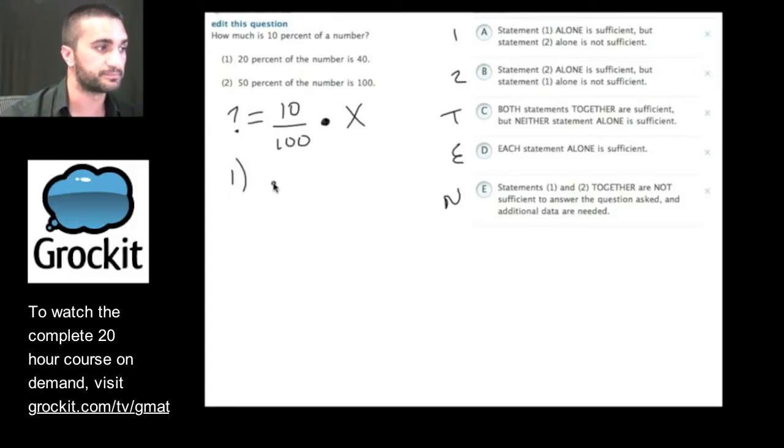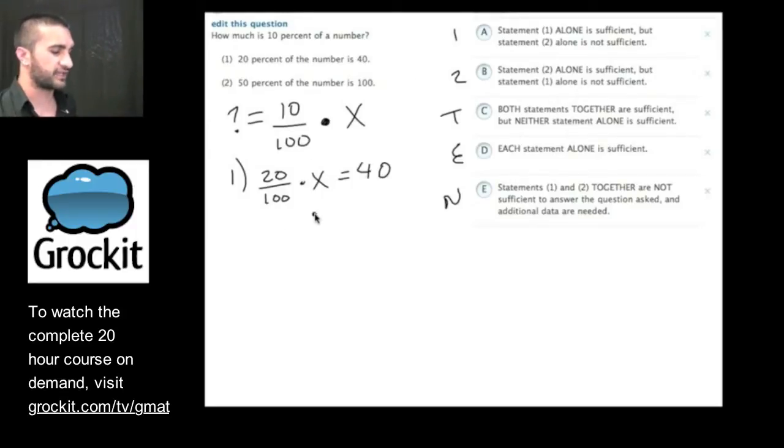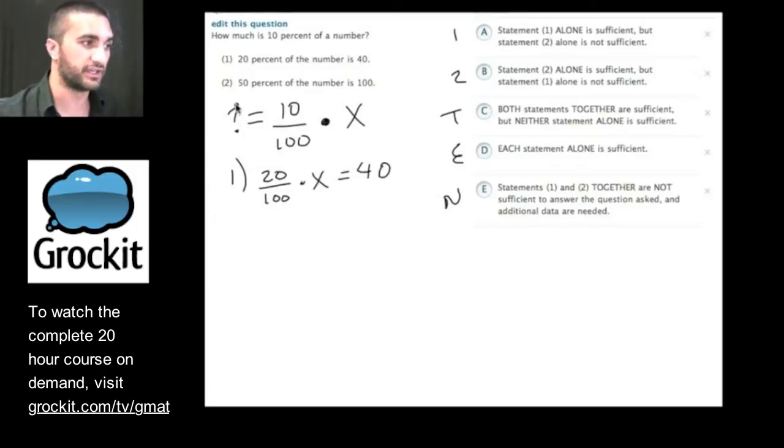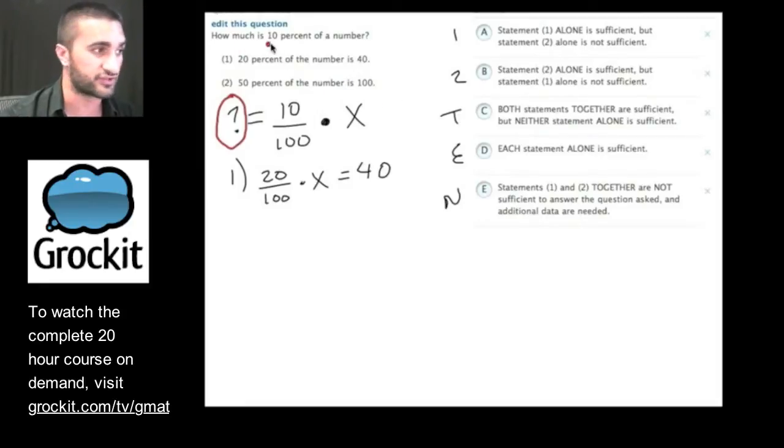Let's take statement number 1. 20%, let's write it as math, 20% of the number x is 40. So if we know that 20% of x is 40, and we want to figure this out, do we have enough information to figure this out? Yes or no? Do we have enough? This is not a data sufficiency yes-no question, but we don't need to do more math than we need to know to answer their question of how much is 10% of a number. Is this enough information to tell us what that is?